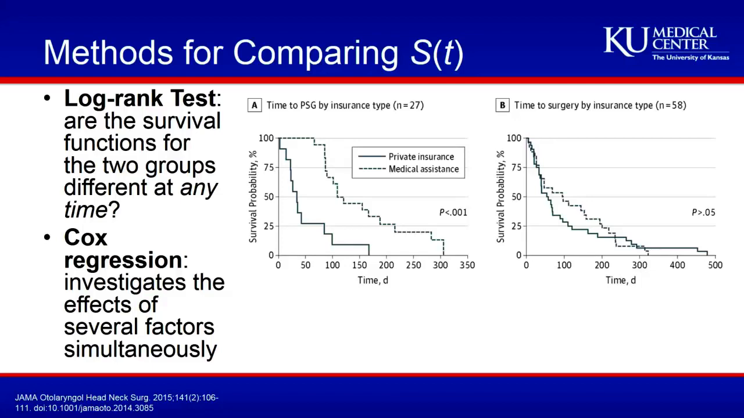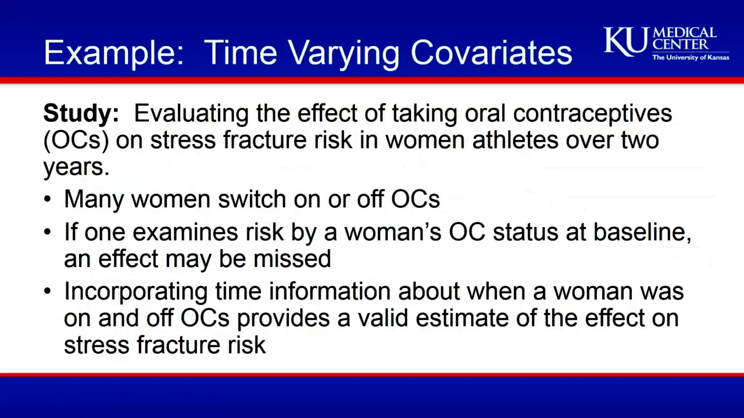The way that we generally compare survival in different groups is the log rank test, which is just comparing the survival functions and seeing if they are different at any time over the observation period. If we want to adjust for multiple factors simultaneously, there are regression methods for survival analysis as well, like Cox regression, which we'll talk about next week.